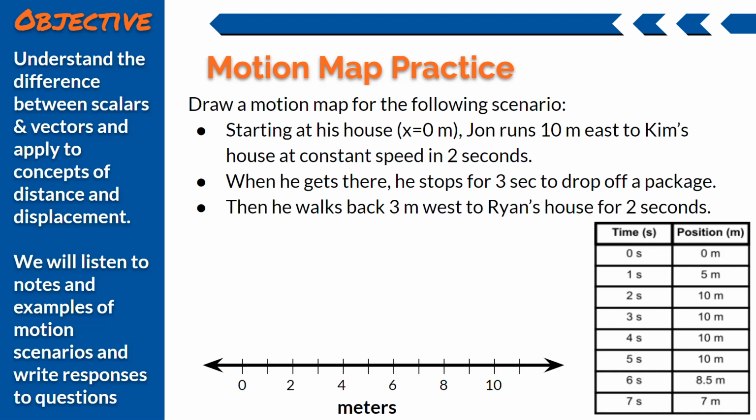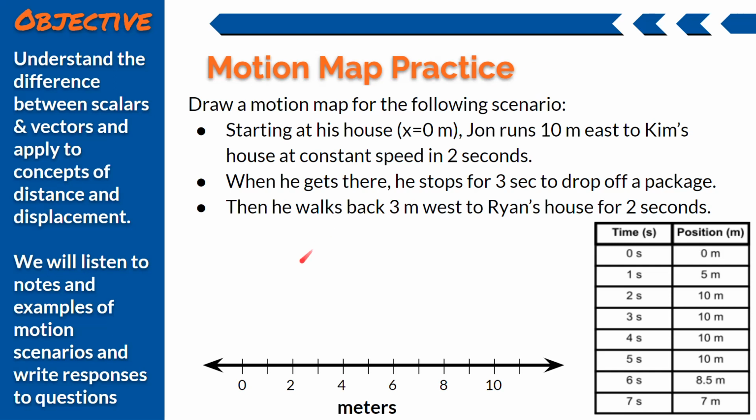Okay. So this says draw a motion map for the following scenario. And if you want to write this one down, you can. It says starting at his house, and I've defined it for you. I'm telling you that the starting position, we're going to use 0. John runs 10 meters east to Kim's house at a constant speed in 2 seconds. When he gets there, he stops for 3 seconds to drop off a package, and then he walks 3 meters back west to Ryan's house for 2 seconds. I don't know why he's stopping at people's houses, but whatever.